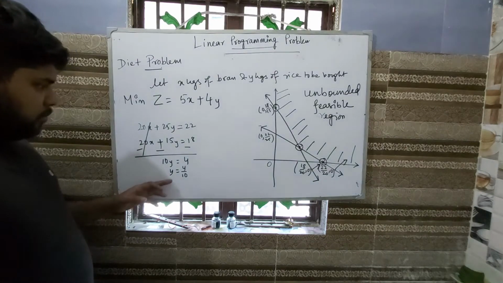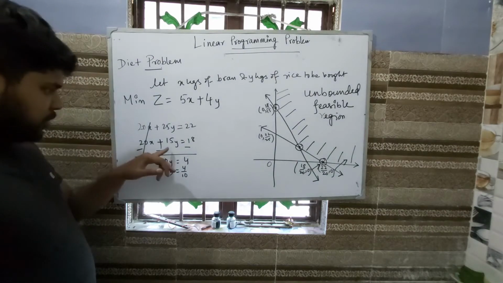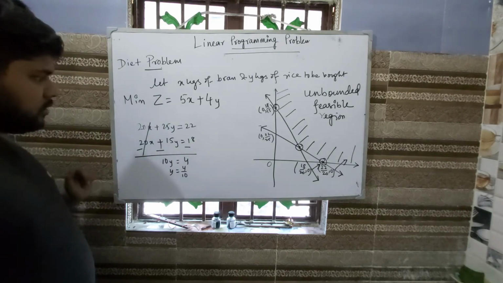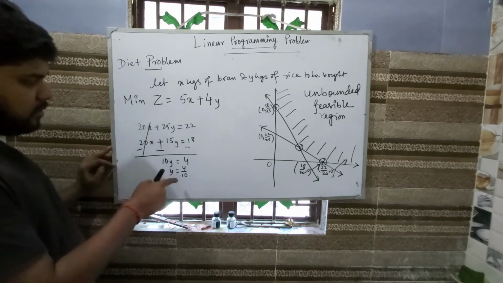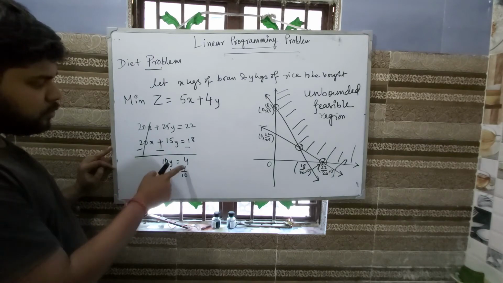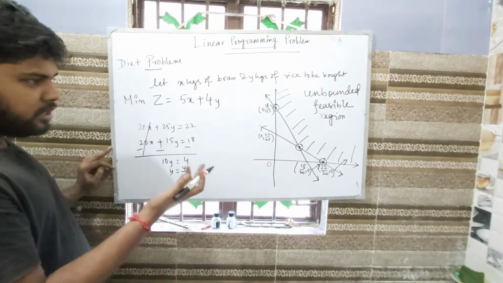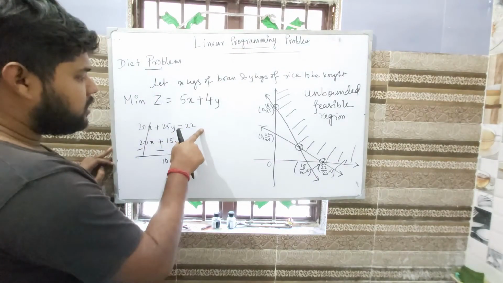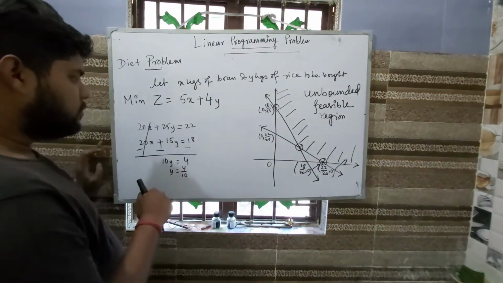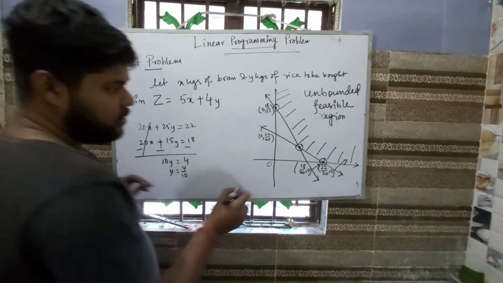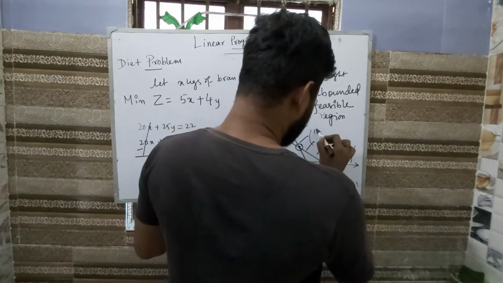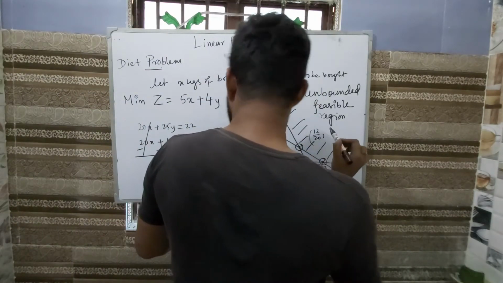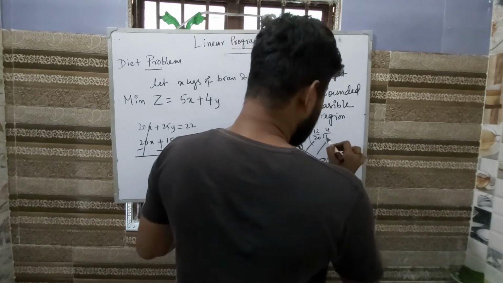And if I put this somewhere, let me put it here. So 25, if I put y as 4 by 10, 25 into 4 is 100. 100 by 10 is 10. 10 goes on the other side, it becomes 12. So x becomes 12 by 20. So therefore this point is 12 by 20 and 4 by 10.